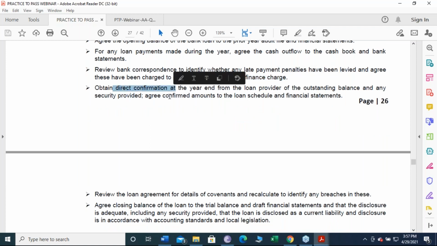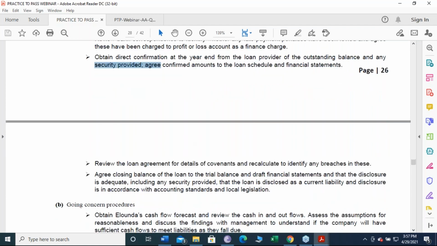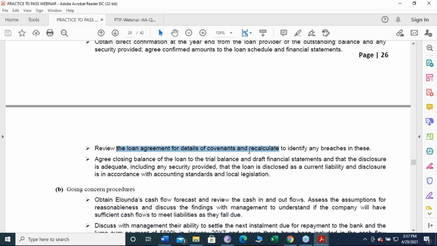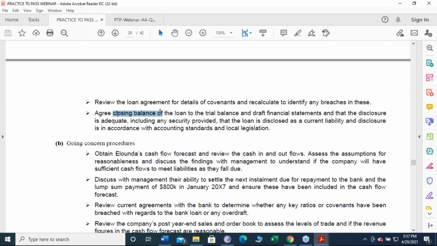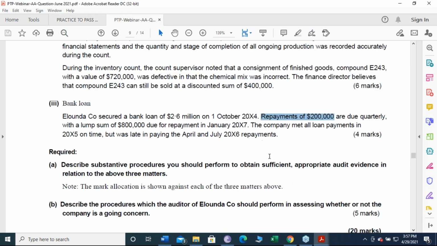You might want to obtain direct information from the bank in order to verify if there is any outstanding balance, any amount, or any security. Review the loan agreement for details of covenants and recalculate. Yes, you would like to recalculate the current liability and make sure the client has correctly recognized it. Agree the closing balance of the loan to the trial balance and financial statement, and make sure they have fully disclosed it, and they have recognized it as a current liability, not a non-current liability, according to the relevant accounting standards and local legislation. So this last procedure has got to do with the disclosures. Is this clear?